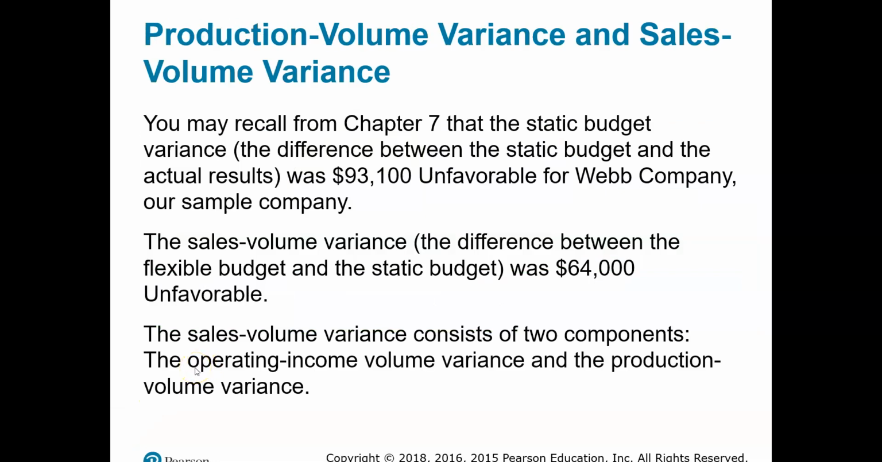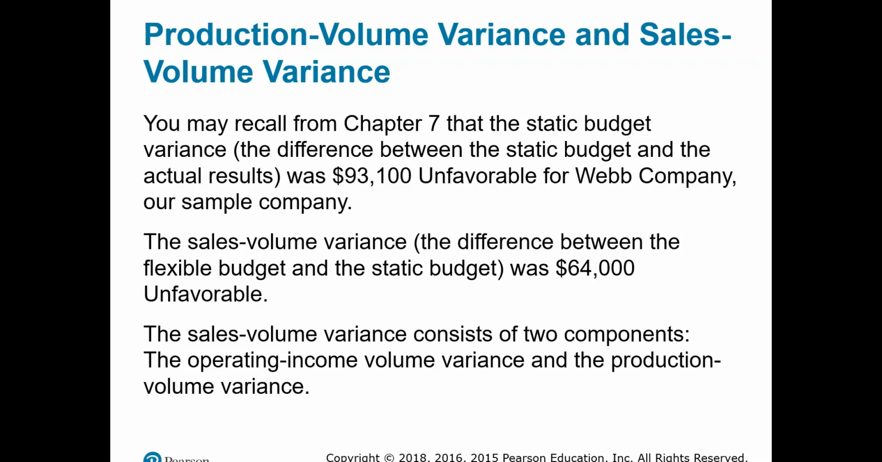Now let's talk about production volume variance and sales volume variance. As you recall from Chapter 7, the static budget variance, the difference between static budget and actual results, in our case for a web company, was 93,100. Then we looked at the sales volume variance.